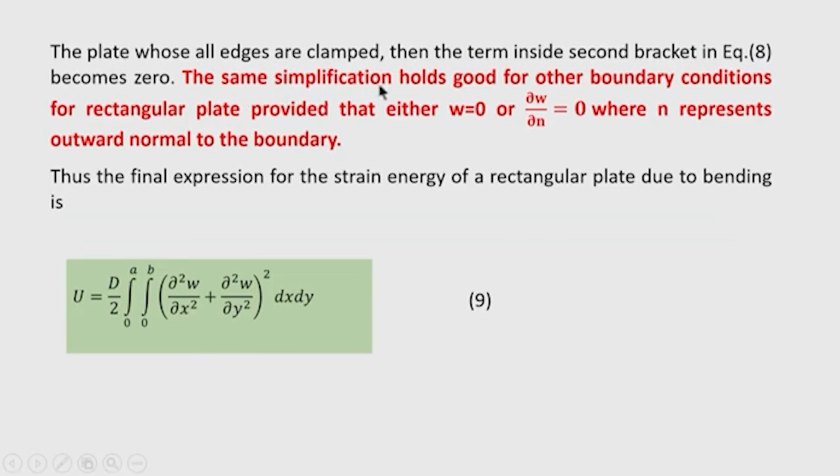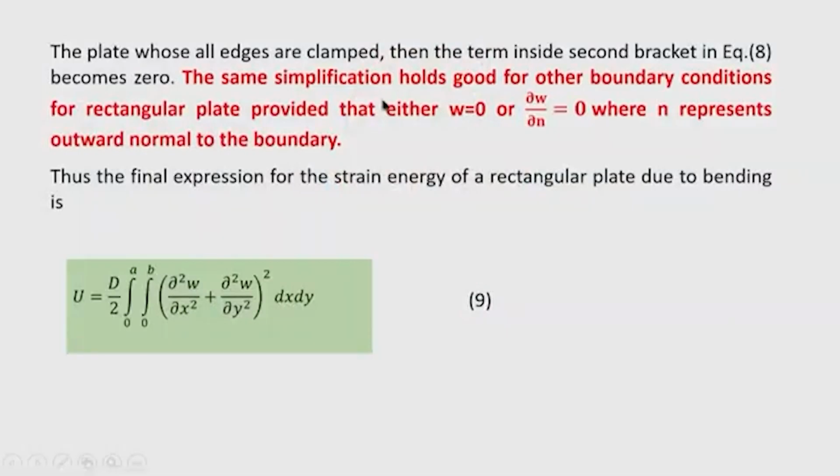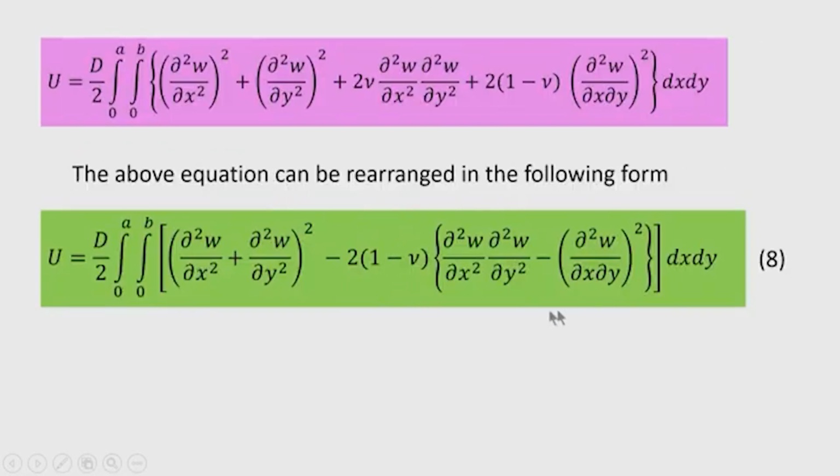The same simplification holds good for other boundary conditions for a rectangular plate, provided that either W is 0 or the slope is 0, where n represents the outward normal to the boundary. That means the slope along the normal direction is 0 and W along the boundary is 0. So, these conditions are satisfied in the case of plates whose all edges are clamped, and also for simply supported edges. This condition also holds good because curvature is 0. So, therefore, we can take this expression as a simplified form, neglecting this quantity inside the second bracket.